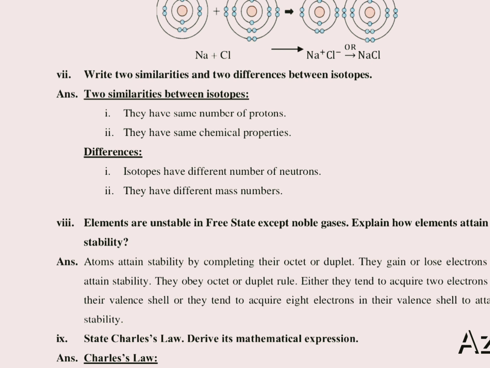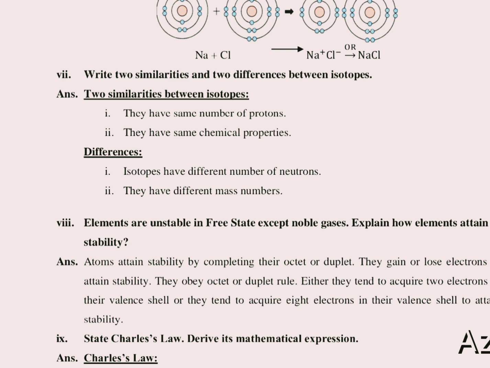Elements are unstable in free state except noble gases. Explain how elements attain stability. First of all, you should tell about noble gases, that noble gases have 8 electrons in the outermost shell or 2, so they are stable because they have completed their outermost shells. And you have to follow the octet and duplet rule, and accordingly, if an atom gains electrons and has those electrons already, then it is stable. So every atom wants 8 electrons or 2 electrons in the outermost shell, so to make itself stable, it gains or loses electrons.